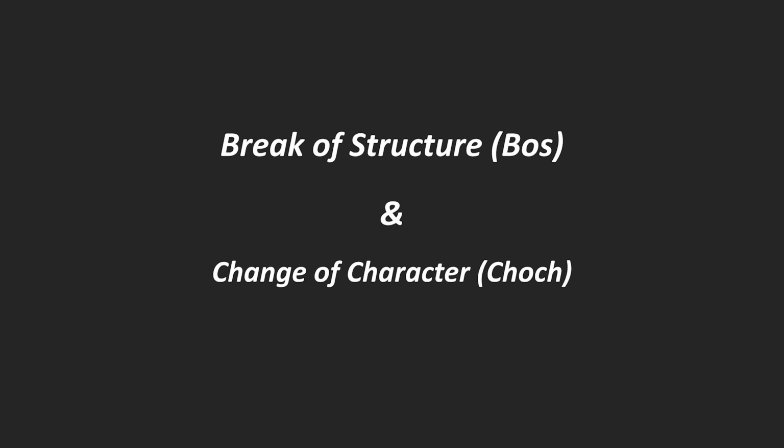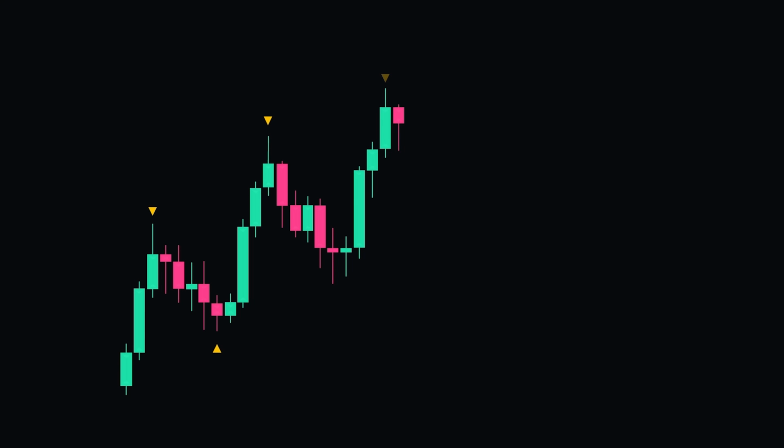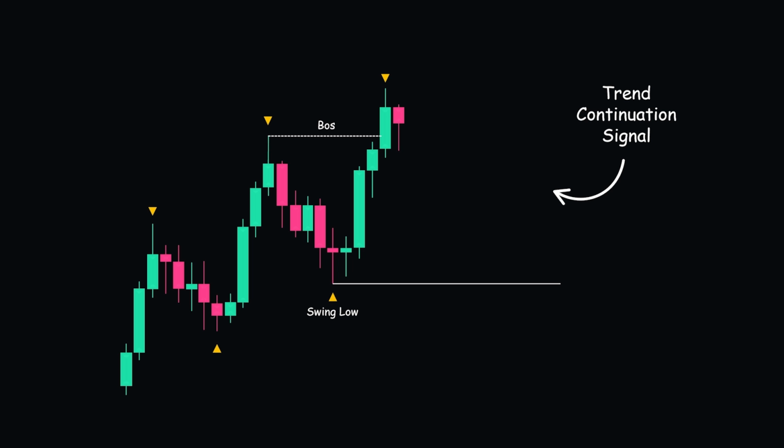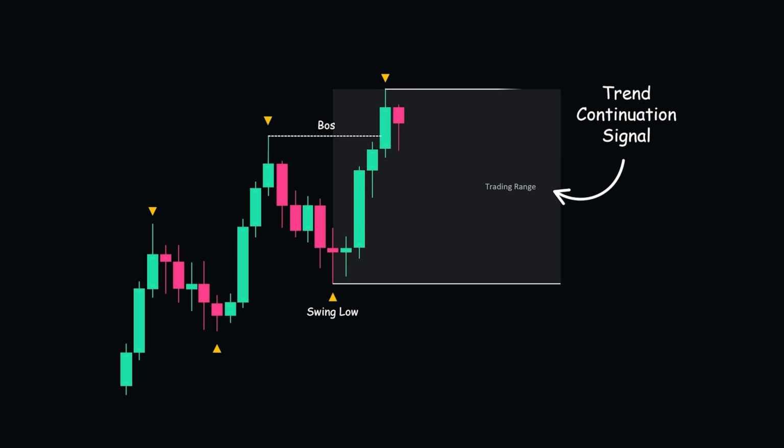Break of structure and change of character. Every time price breaks above the previous high in an uptrend with a strong close, we mark it as a break of structure, BOS, which signals trend continuation. This shows that buyers are still in control, so we look for buying opportunities. We then mark the start of the breakout move as our new swing low. Then we have our trading range like this.